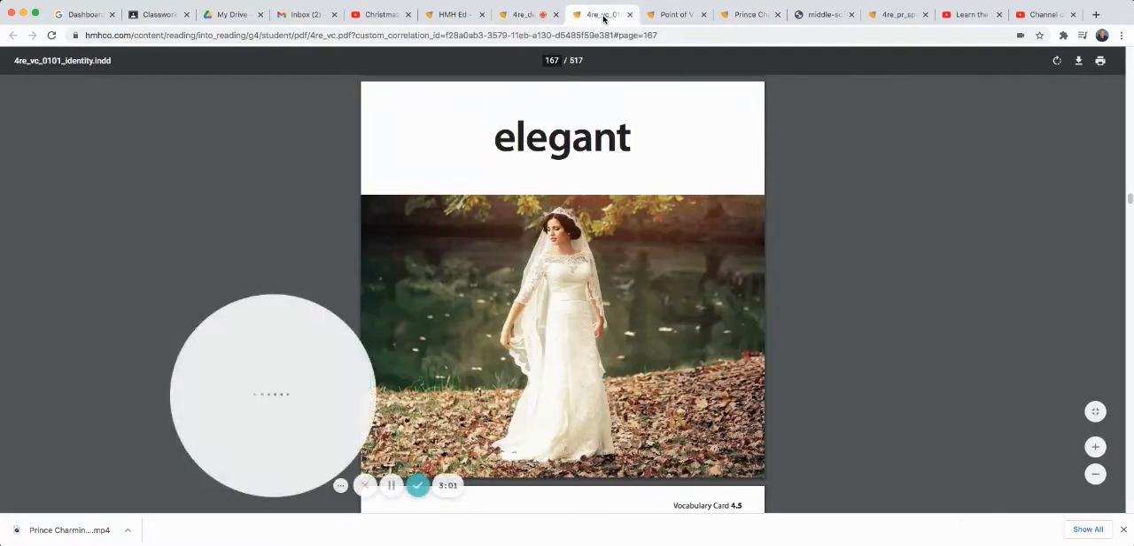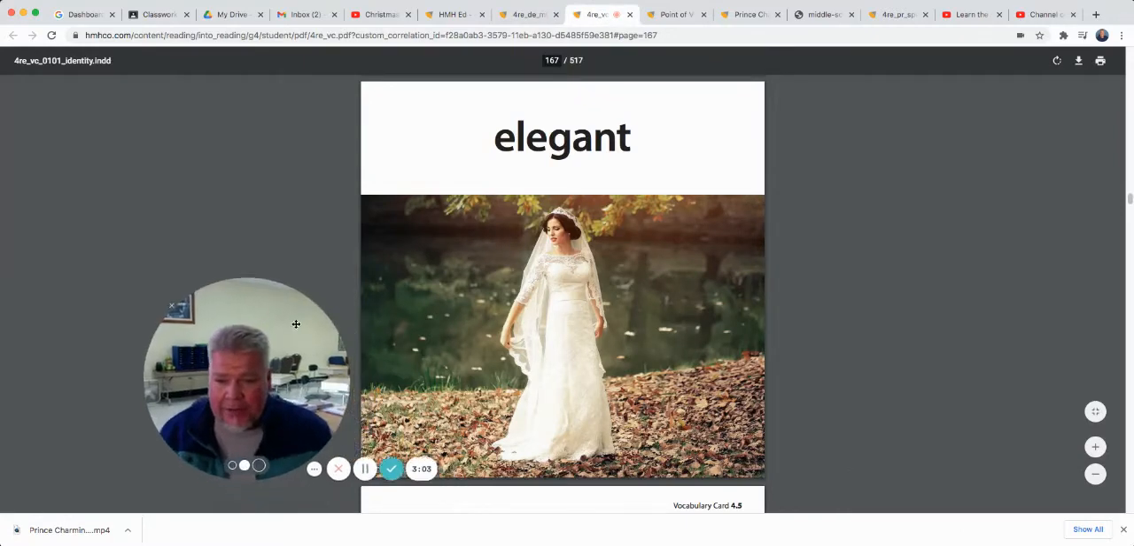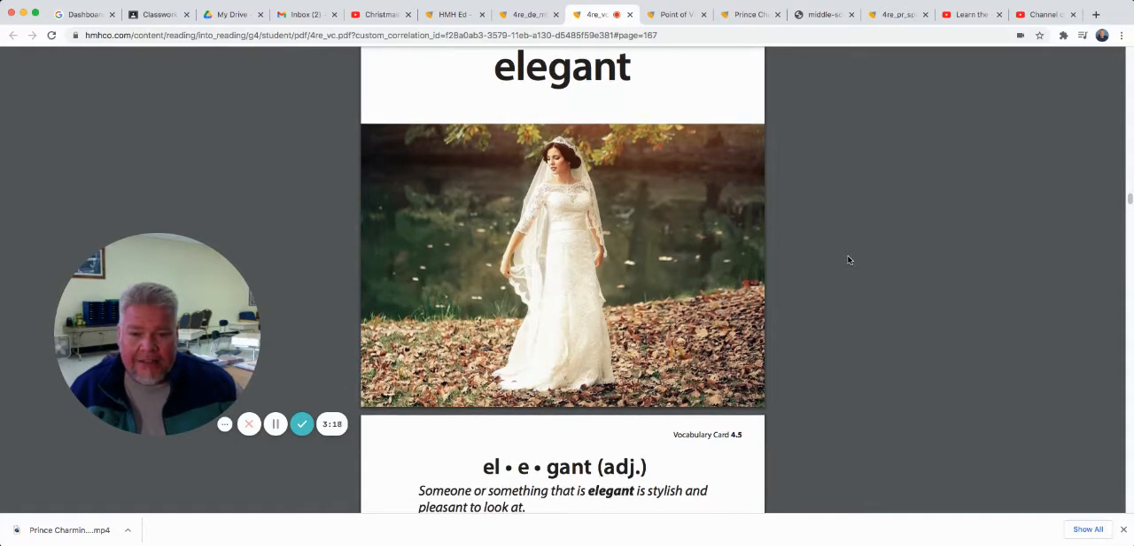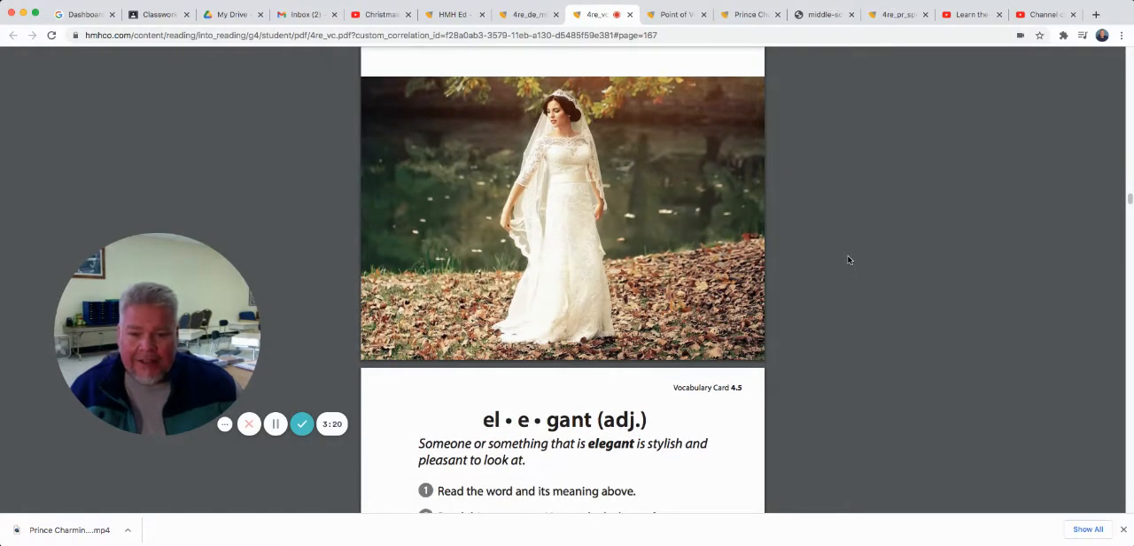Well, we're going to get into our story today. And as we look at our vocabulary, let's look at some pictures. And there's a lot of vocabulary this week. So we'll take some time today and review it. And you'll have your vocabulary test on Friday. So this word is elegant. Here's a beautiful bride. Someone or something that is elegant is stylish and pleasant to look at. There's an elegant bride.